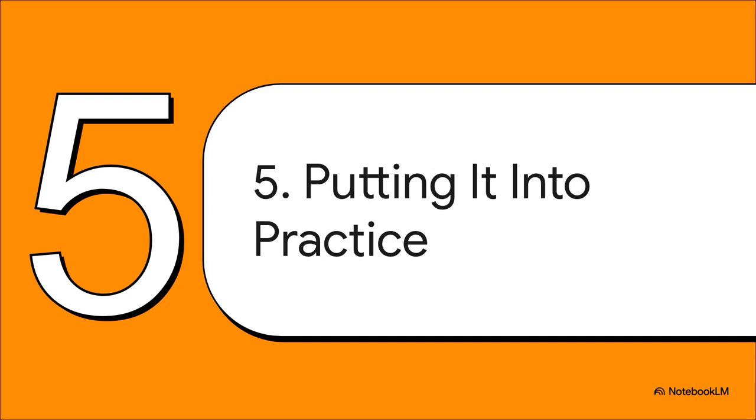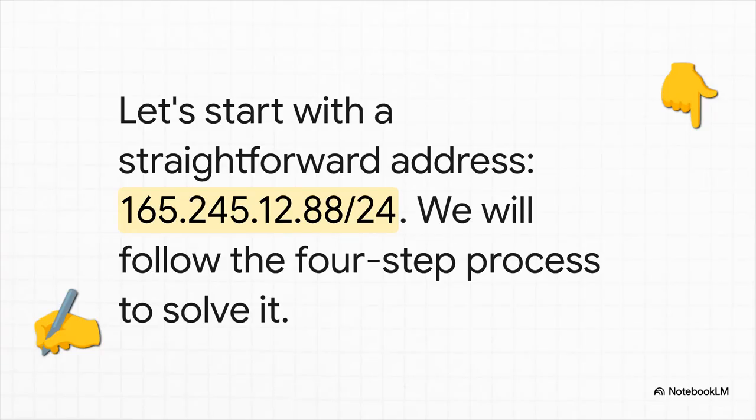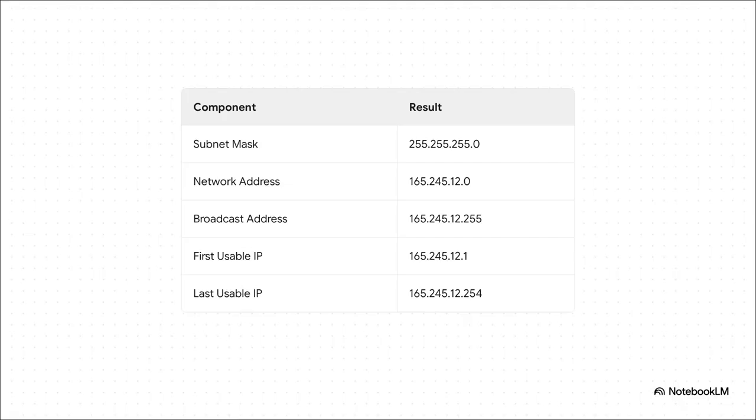Theory is great and all, but let's see how this actually works. We're going to walk through 2 examples, starting with a pretty straightforward one, and then we'll tackle something a little bit trickier. Let's start with this IP address, 165.245.12.88 with the /24 CIDR. Now, a /24 is probably one you already know by heart, but let's follow the process anyway, just to see how the rules work.